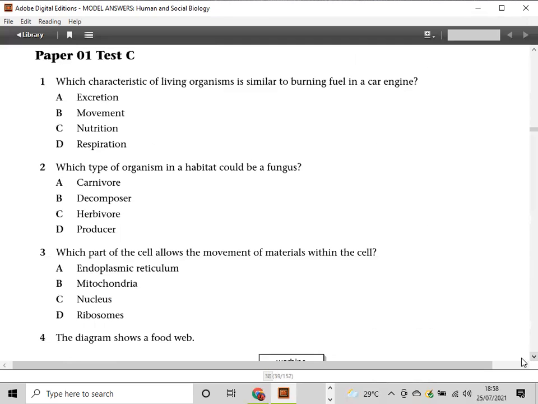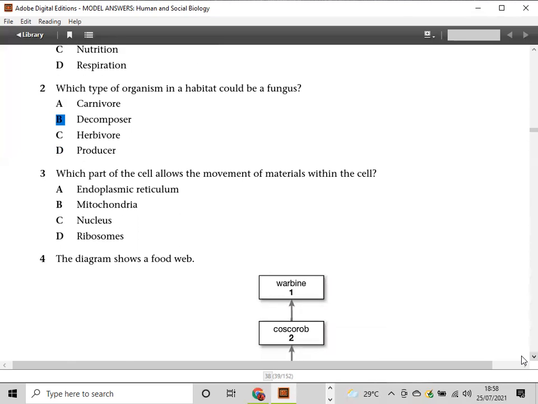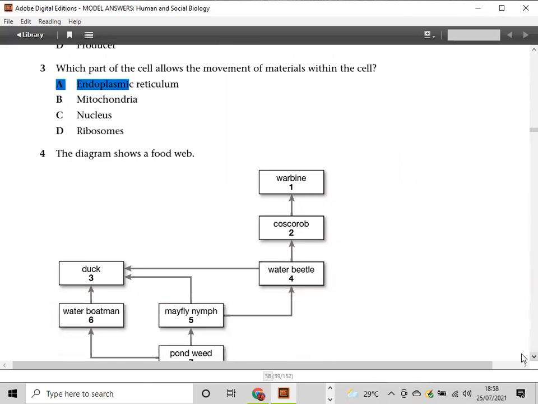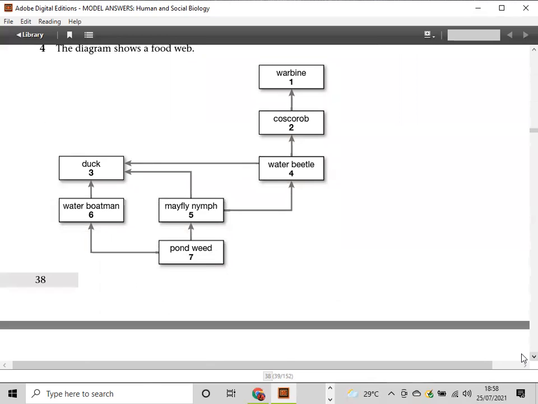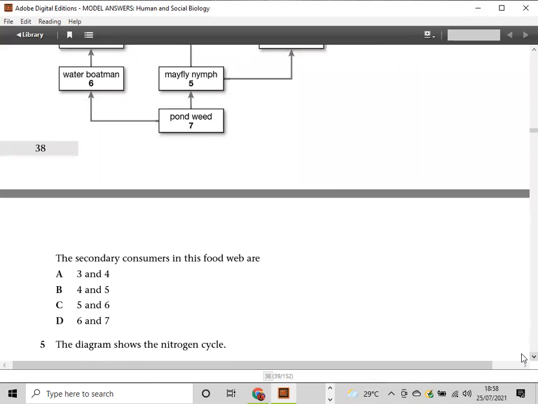Let's move on to paper 3. We have 2 more to go. We have this one and the next one. So number 1 is respiration. Number 2 is decomposer, which other type of element could be a fungus decomposer. 3 is endoplasmic reticulum. And 4, diagram of the food web. Hope you guys see it. Secondary consumers in the food web are, I'm not going to go back up to this one, but 4 is 3 and 4.